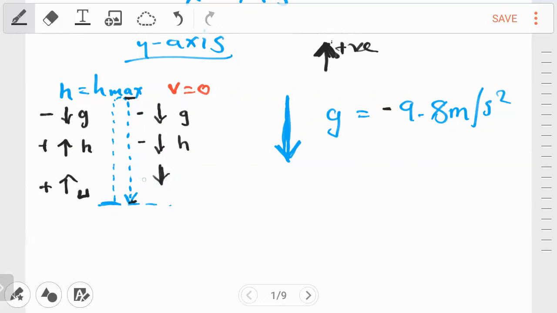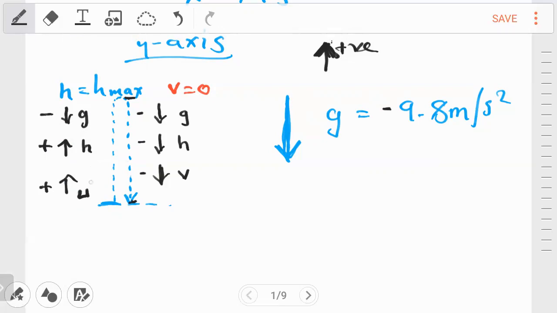And because of this, the velocity will also be negative. So this is when it is coming down. This is when the object is going up. Okay. Now, this is just in the y-axis. The object gets to go up, gets to go down. And these are the vectors, so we have to respect their directions.